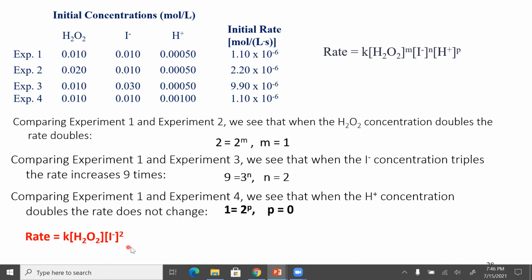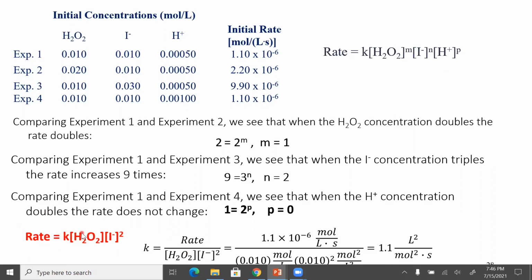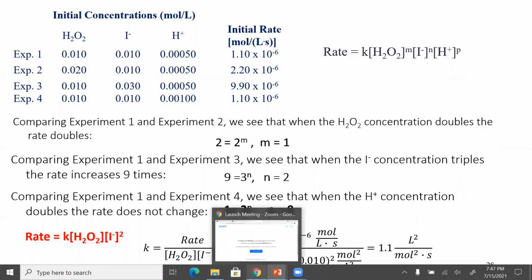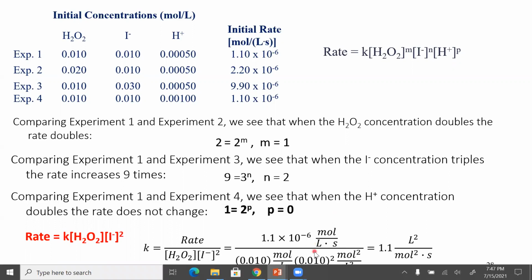And once we figure out the rate expression or the rate law, we can calculate K. So we're just going to divide both sides by our concentrations to get K by itself. Pick a trial. I just picked the first trial and plugged the numbers in. So I've got my rate divided by my concentration of my hydrogen peroxide divided by my concentration of iodide squared. Okay, I'm going to put that all in the calculator. I get 1.1 for an answer.